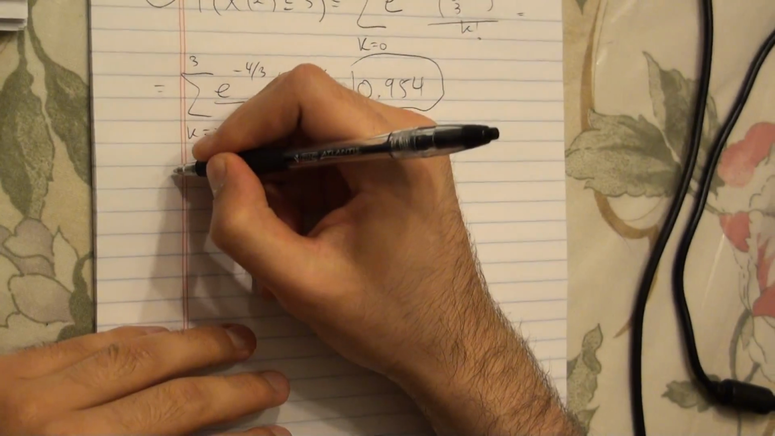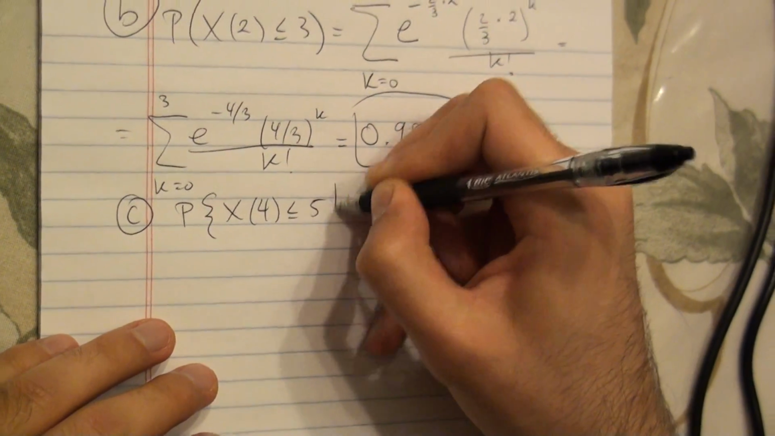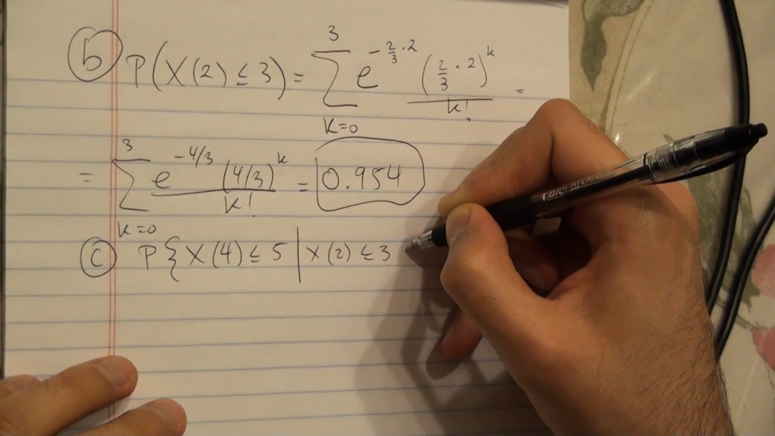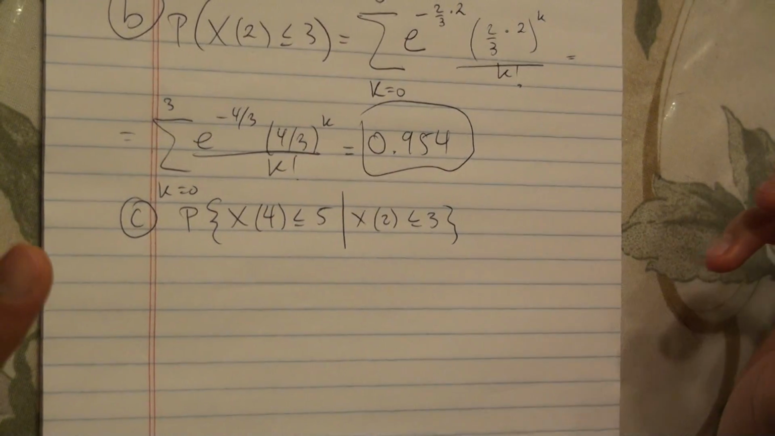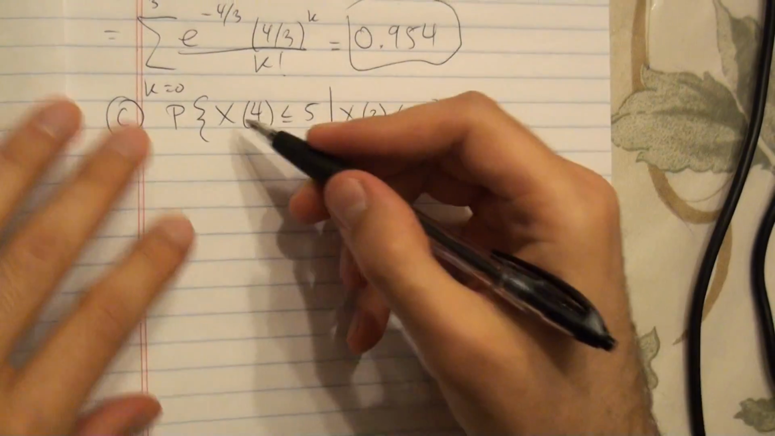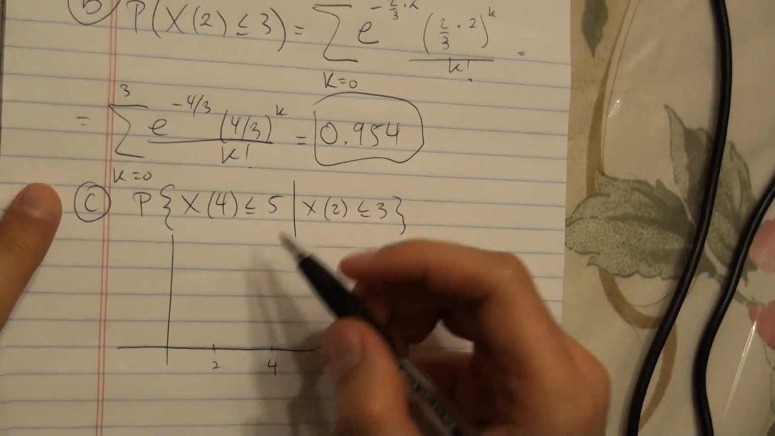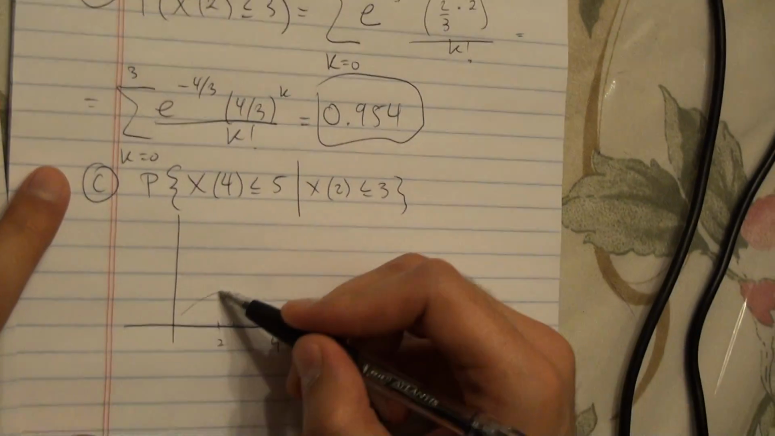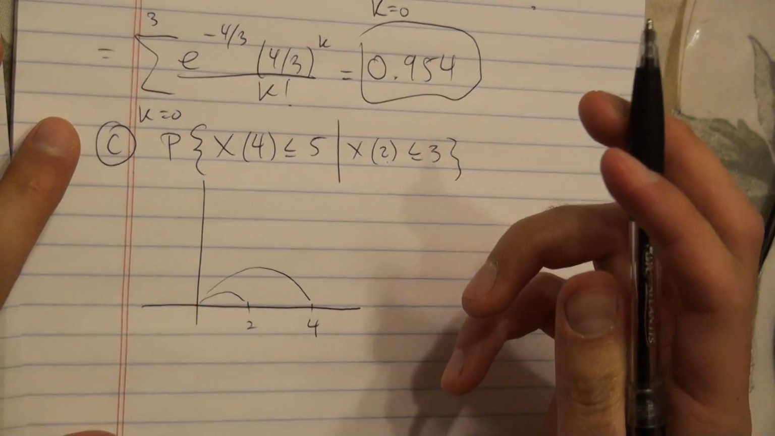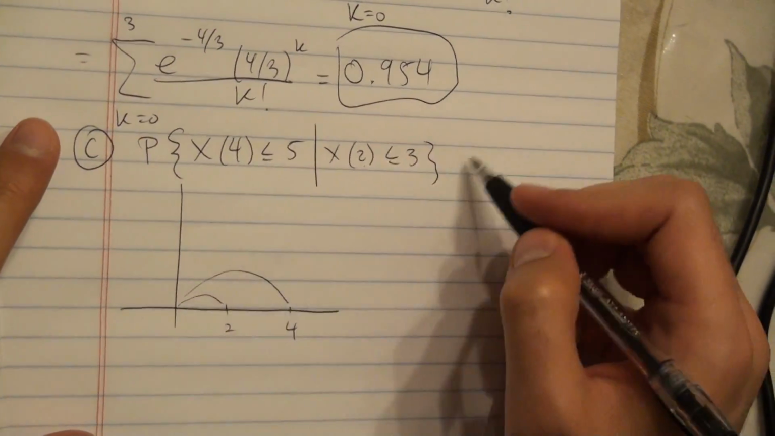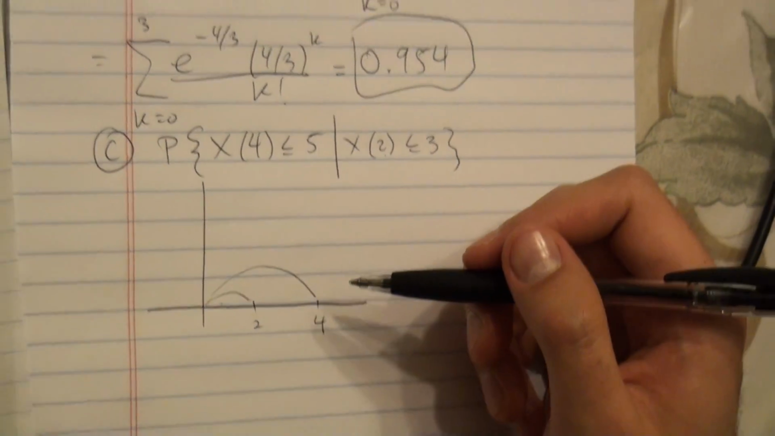Okay, now part C. Part C gives us a conditional probability. They ask to find the probability of X of 4 less than or equal to 5 given that X of 2 is less than or equal to 3. So here we have to be careful. Remember that this is what X is defined as. In this case, we're concerned about the interval X of 4, which is n from 0 to 4. Here we have X of 2, which is the interval from 0 to 2. Now these overlap, so there's a problem there. If we're going to do normal conditional probability, we cannot separate the intersection because they're not independent, because they overlap. So we have to be a little clever.